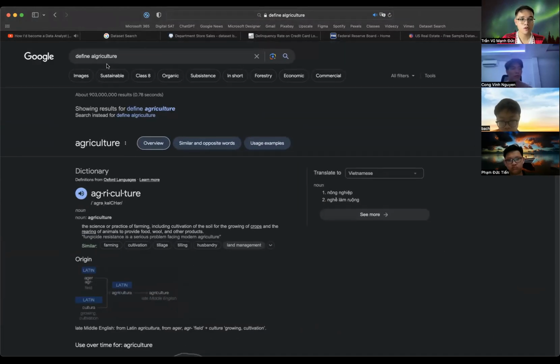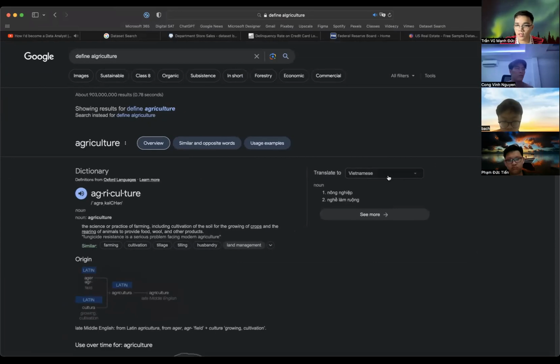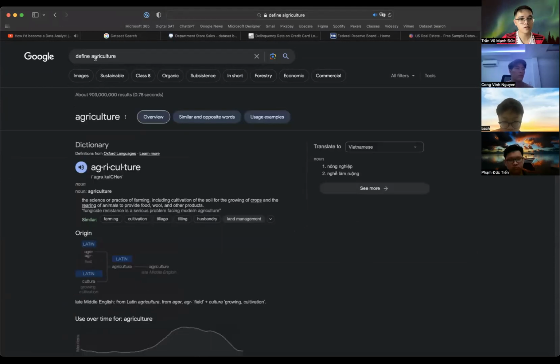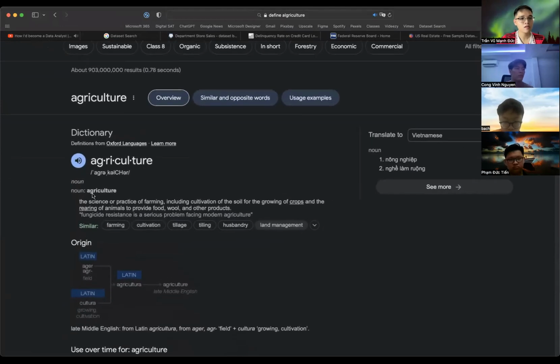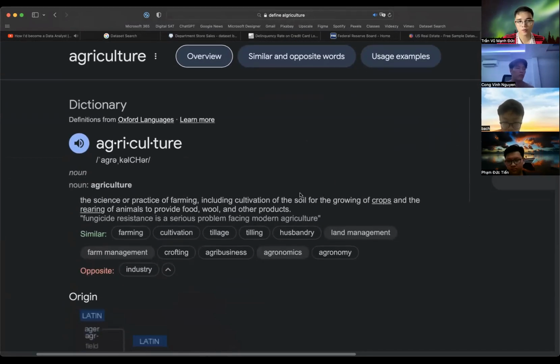Firstly, do not look for translation directly, although it will show translation by default, but try not to look at it at first, but use the word define. Agriculture, I misspelled this. Use the word define. It will give out an Oxford Languages dictionary, and then read the similar words. This is how you're going to learn new words.